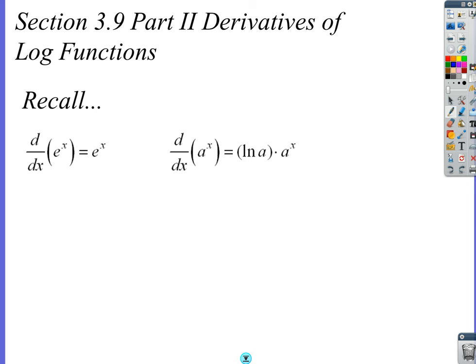So for this next one, we need to remember a couple of things. The derivative of e to the x is e to the x, and the derivative of a to the x is the natural log of a times a to the x. We'll remember those things, and let's go on to what our new rule is.